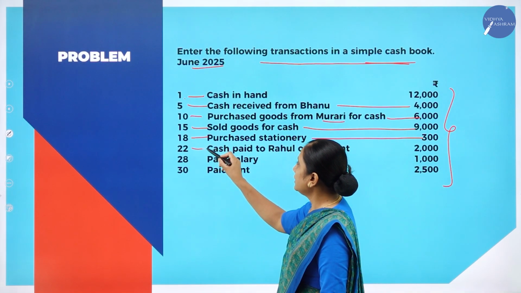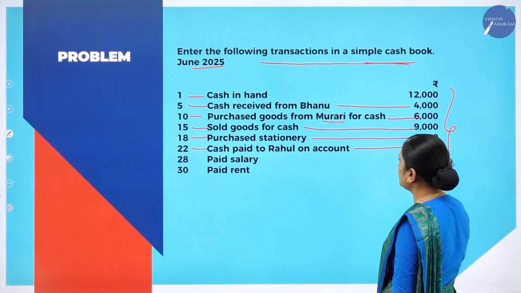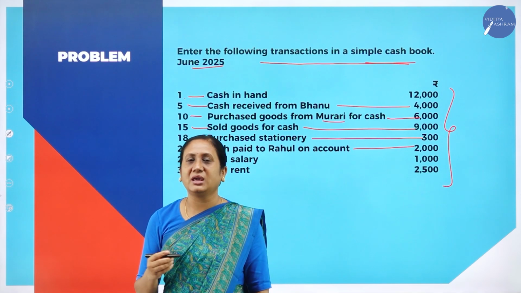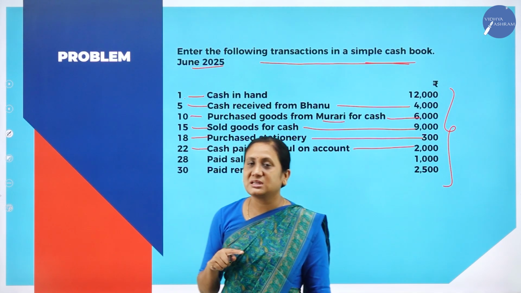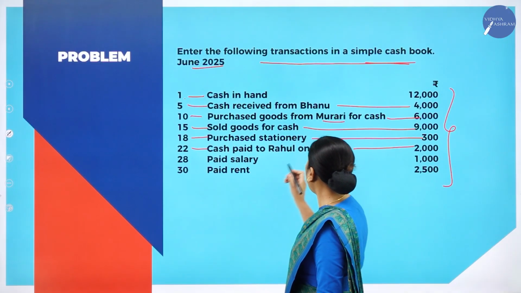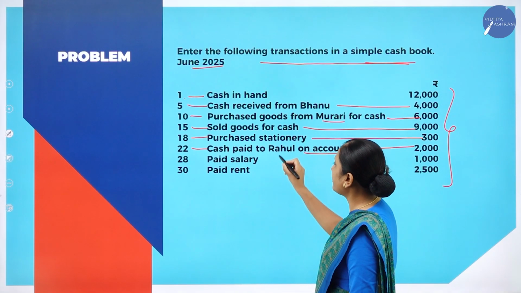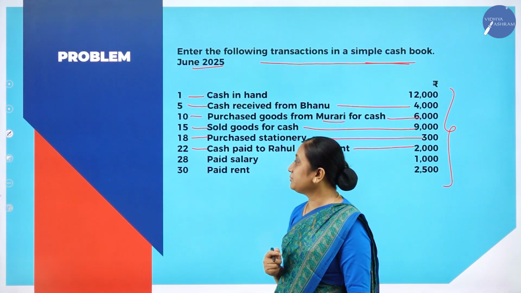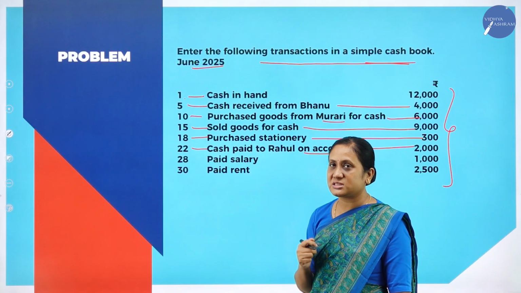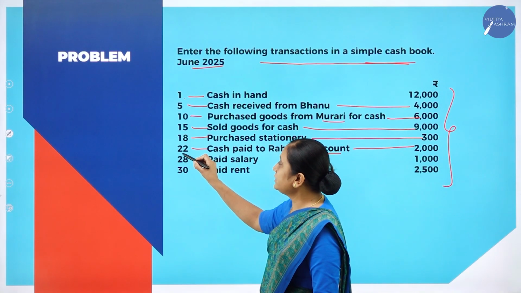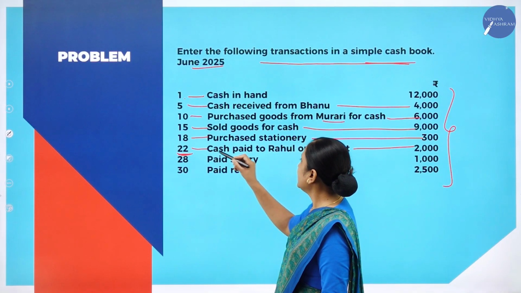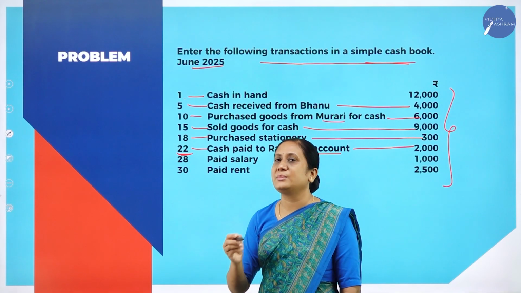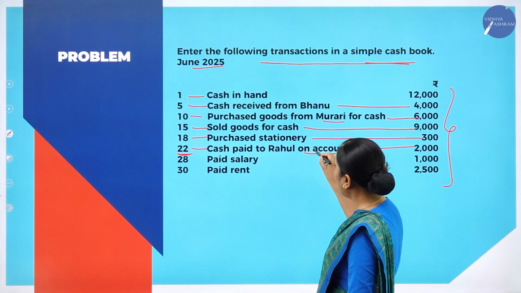Next, 22, cash paid to Rahul on account 2,000. What is the meaning of this? Cash paid to Rahul. The business is making payment to Rahul. The business is paying cash to Rahul on account. On account means from Rahul, they had purchased something previously. Whatever was previously purchased was on the basis of credit. And now on the 22nd they are paying Rahul, which was purchased previously on the basis of credit.